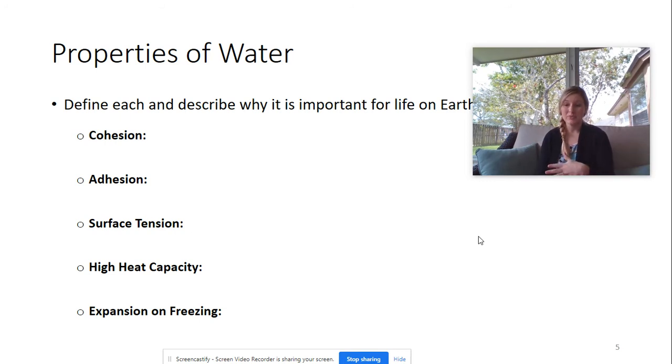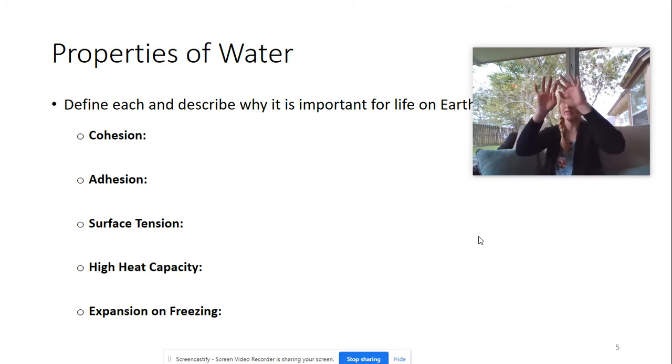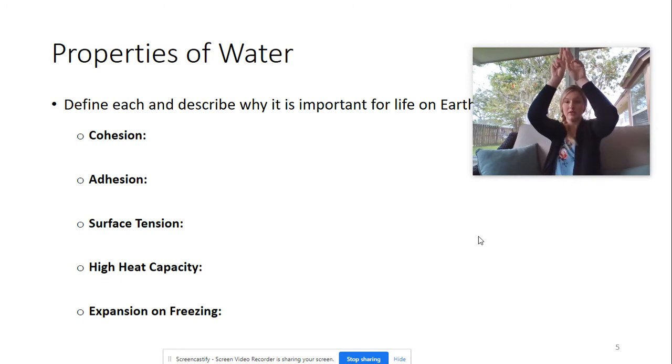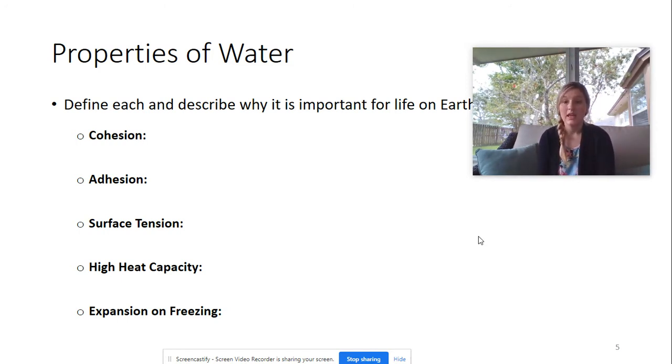Cohesion. I'm not going to spend too much longer on the properties of water, because although it's super important, you probably know it by now. Cohesion is water sticking to another water molecule. It's because of hydrogen bonds. It's important for life on Earth because it creates little water droplets and allows for things like transpiration to occur in plants, where water travels up the plants. Water sticking to water is how it's able to climb up the plant.